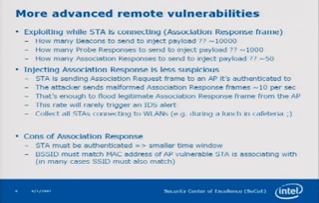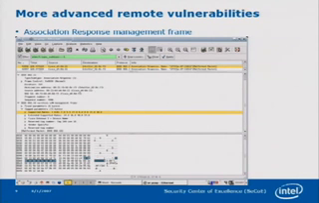But the association response frame has drawbacks. The station must be authenticated, therefore the attacker has a smaller timing window. The BSSID must match the MAC address of the access point the vulnerable station is associating with. In many cases, the SSID must also match. You can see an example, a Wireshark screenshot of an association response management frame.